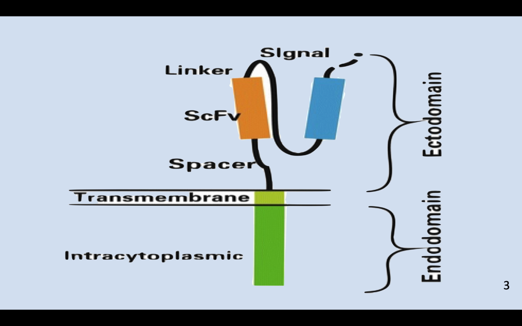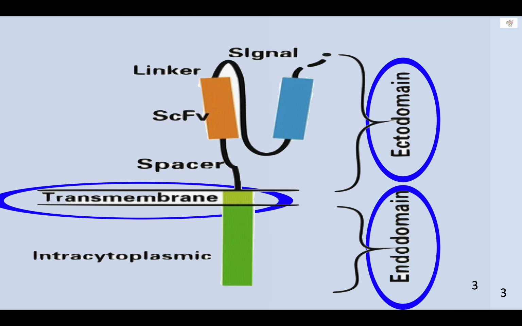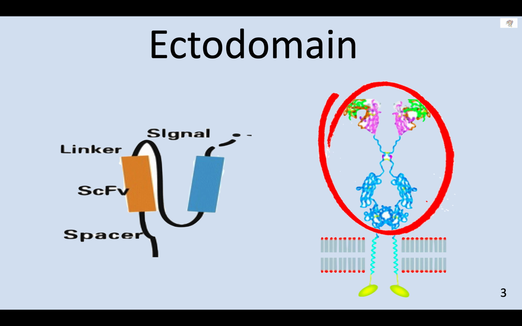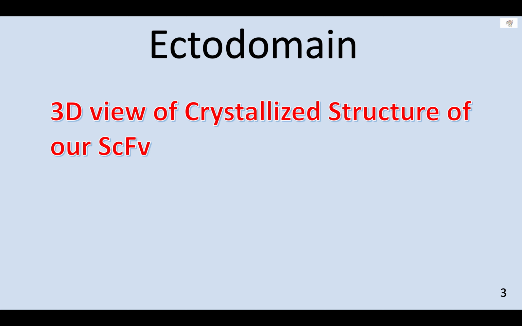CARs have three main domains: the endodomain, the transmembrane domain, and the ectodomain. The ectodomain is comprised of a single-chain variable fragment, scFv, and a spacer, also referred to as a hinge. Although there are many different scFvs, we are focusing on anti-CD19.